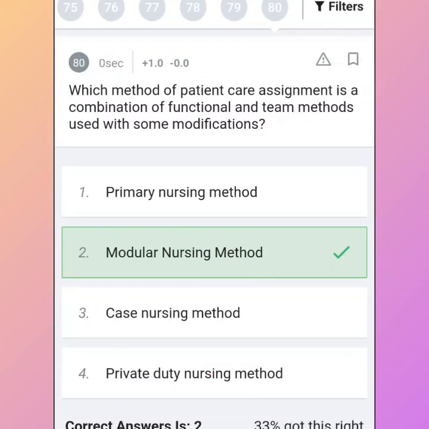Which method of patient care assignment is a combination of functional and team methods used with some modification? Option second, modular nursing method.